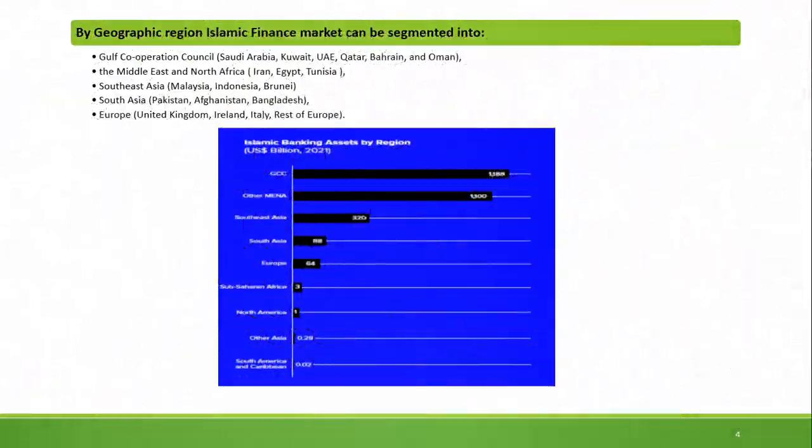If we talk about the major geographic regions where the Islamic finance market is, we have these 5 major areas where this activity is going on. Number one is the Gulf Cooperation Council, which includes Saudi Arabia, Kuwait, UAE, Qatar, Bahrain and Oman as the major players. So the Islamic banking assets, we have the largest of these assets in the GCC area.